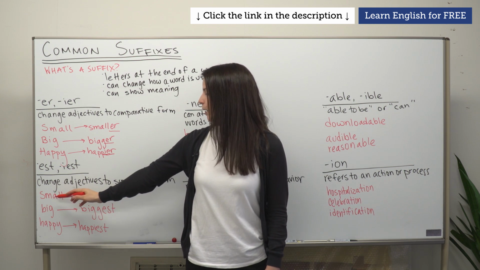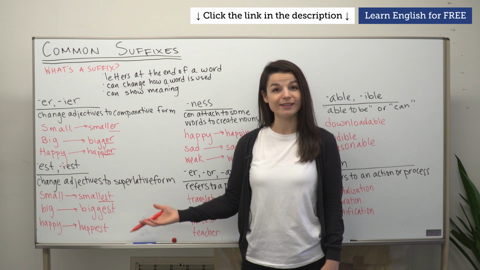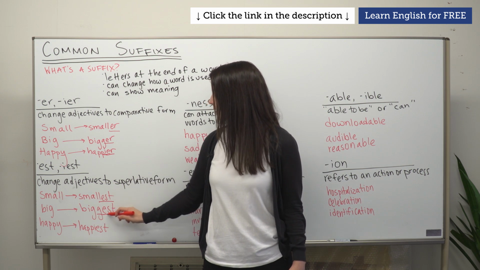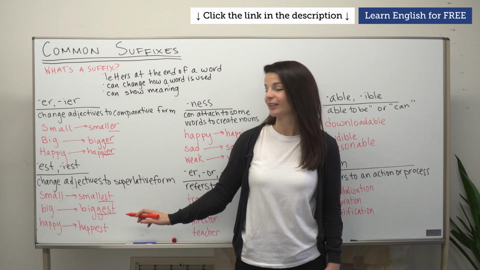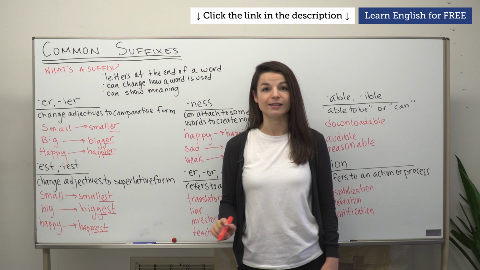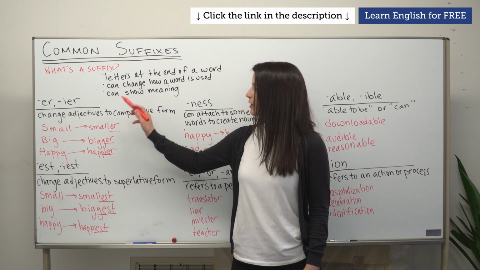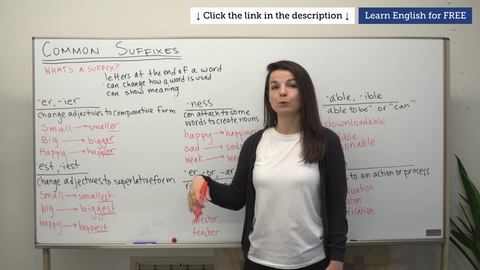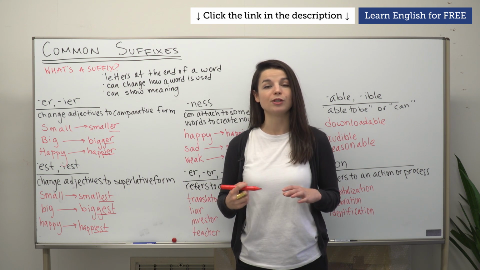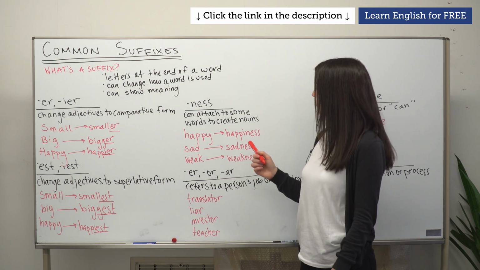The adjective small becomes smallest in the superlative form. EST is the suffix. The adjective big becomes biggest. EST is the suffix here. And finally, happy becomes happiest with IEST as the suffix. Great. So here are just a couple of common examples of the way grammar can be altered. Grammar can be changed by using a suffix. Let's look at another one though.